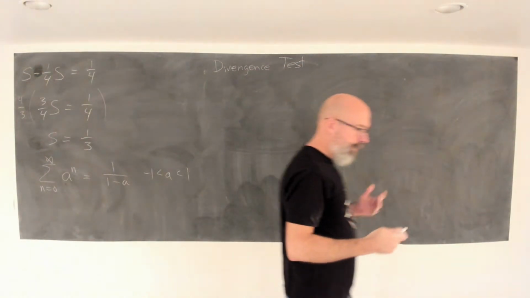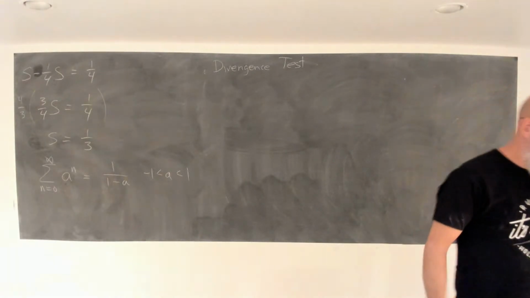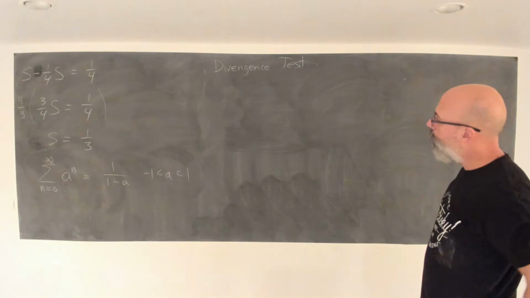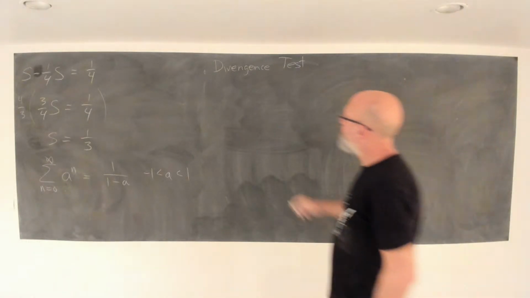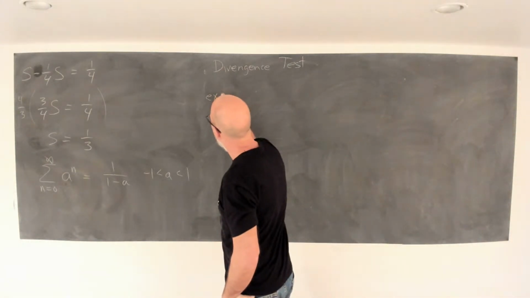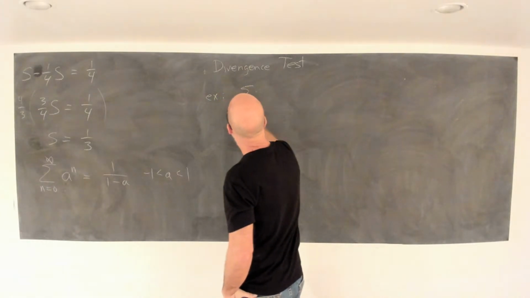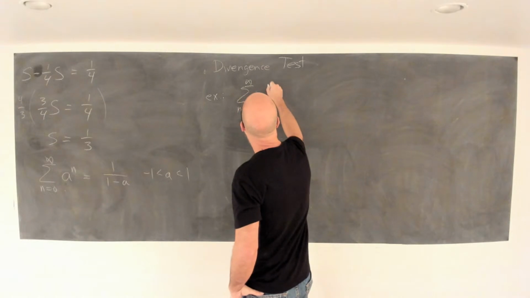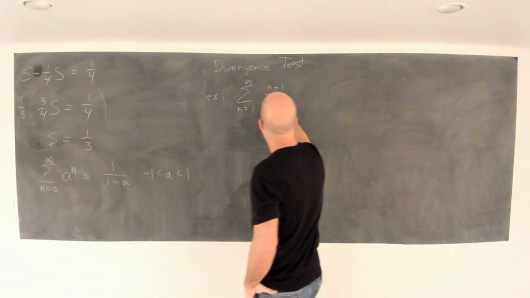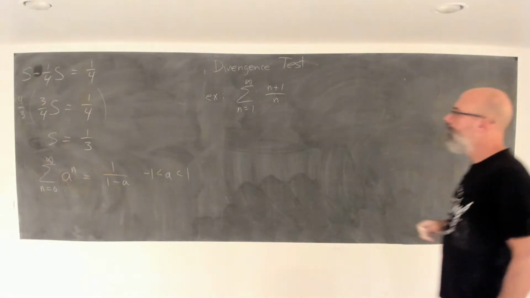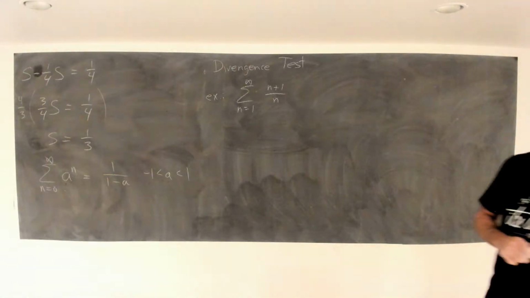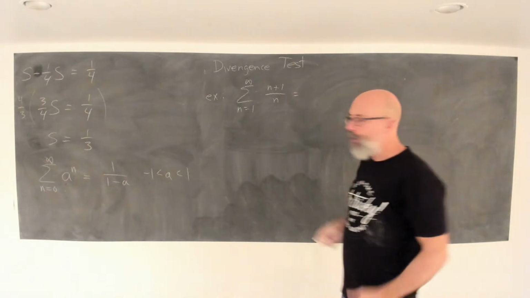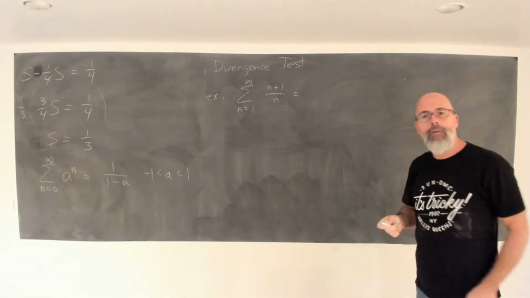Which tells us that if the terms are not going to 0, the whole series diverges. Let's take an example. Consider the series sum of n plus 1 over n. Let's write out the first few terms to get an understanding of what's happening.